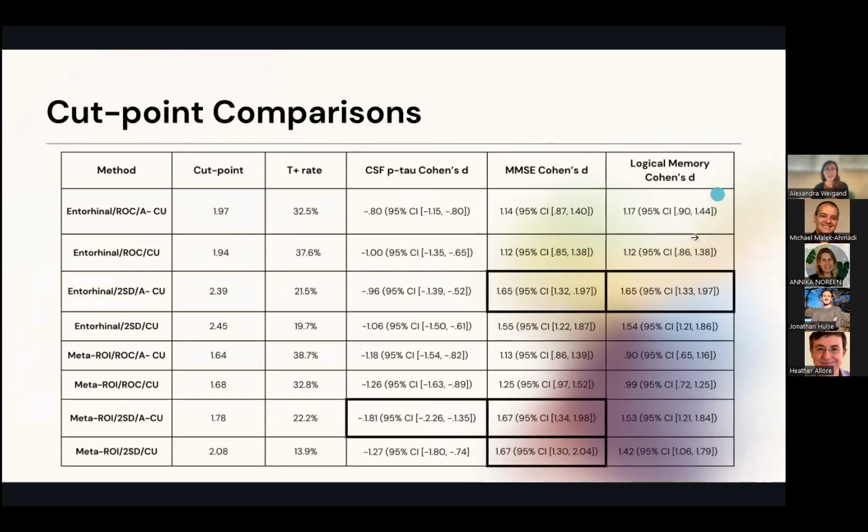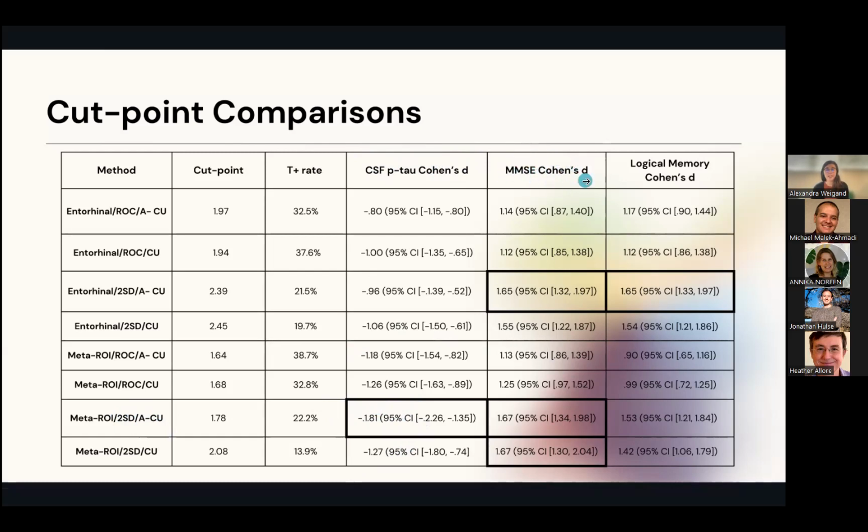So going back to that big chart, I want to draw your attention to some of the highest Cohen's d values here. In terms of differentiating tau PET positive and negative groups on CSF p-tau, we can see that the best performance, the Cohen's d that was the greatest absolute value, was that meta-ROI region looking 2 standard deviations above the amyloid negative cognitively unimpaired group.